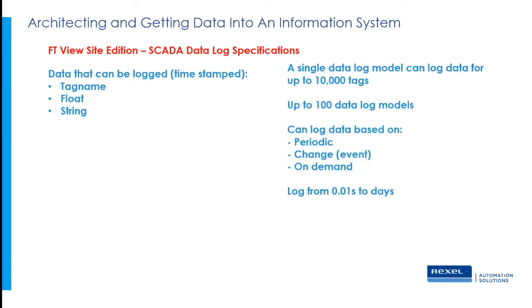So really what's being logged is the tag name, the float, the string, and it is time stamped. Some of the specifications, right? A single data log can have up to 10,000 tags in VUSC, up to 100 data log models. So you can see how it can grow pretty large. Quite a big capability in VUSC to log data.